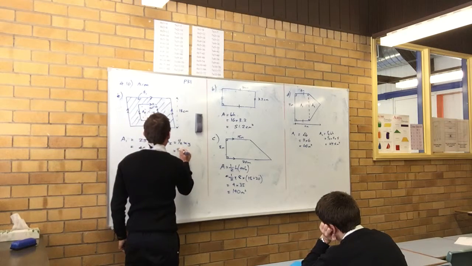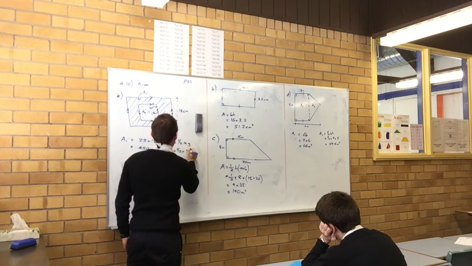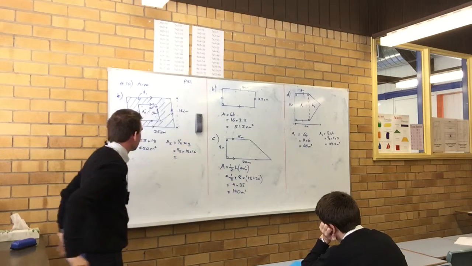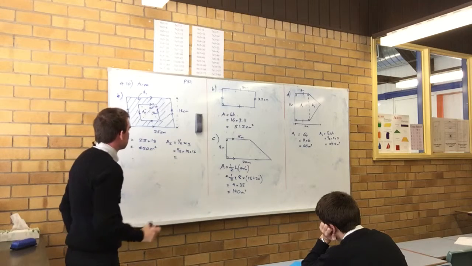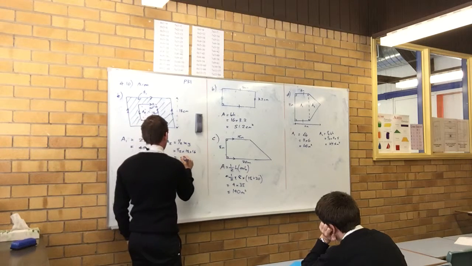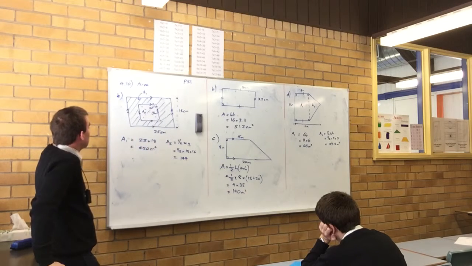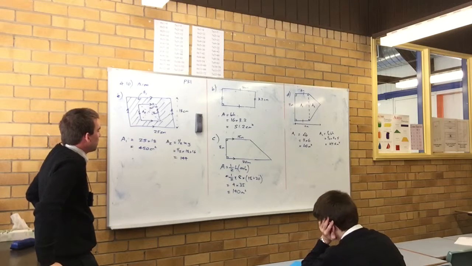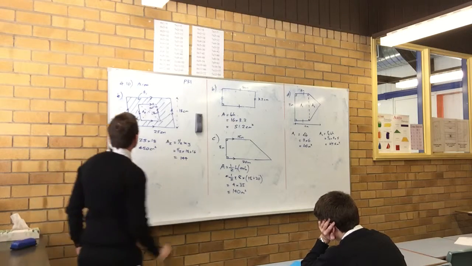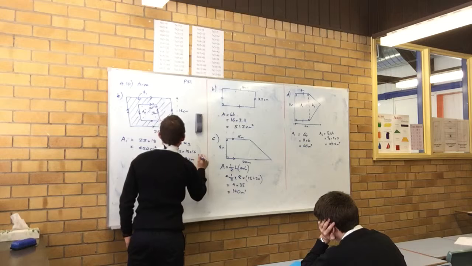Okay, so half times 18 times 16. 160 take away 16, 144. Sure? I can't verify that? Yeah, very good.